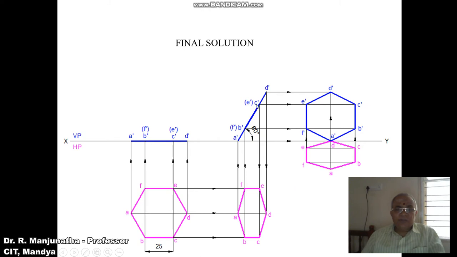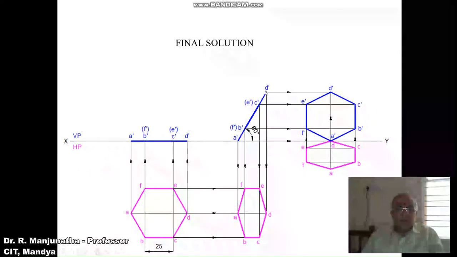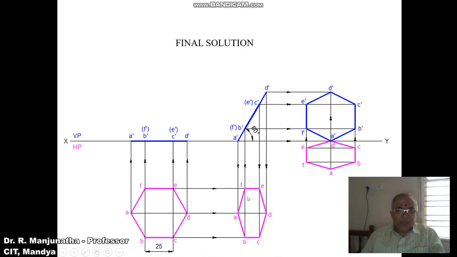Then join A dash to D dash with a dark line. Then you draw a vertical projector from A dash to the top view, and similarly draw a vertical projector from D dash to the top view and draw a horizontal projector from A and D. Both these two points are going to intersect at this point, which is A, and this point, which is D. Similarly, draw a vertical projector from B dash and F dash and draw a horizontal projector from B and F, so that these two points are going to cut at this point and this point, which are going to be B and F.